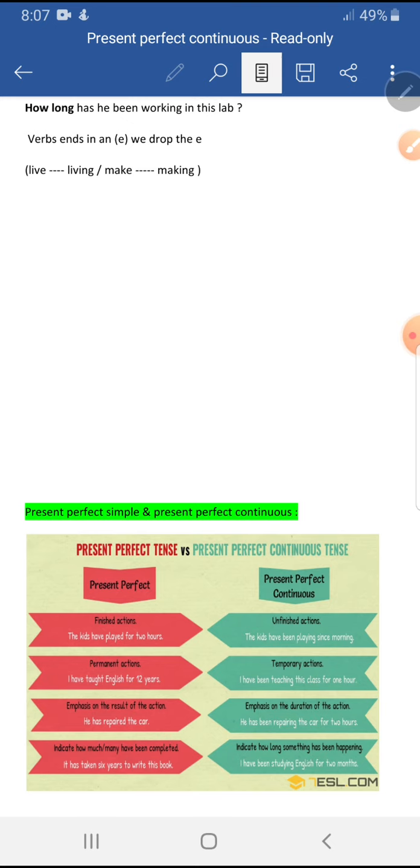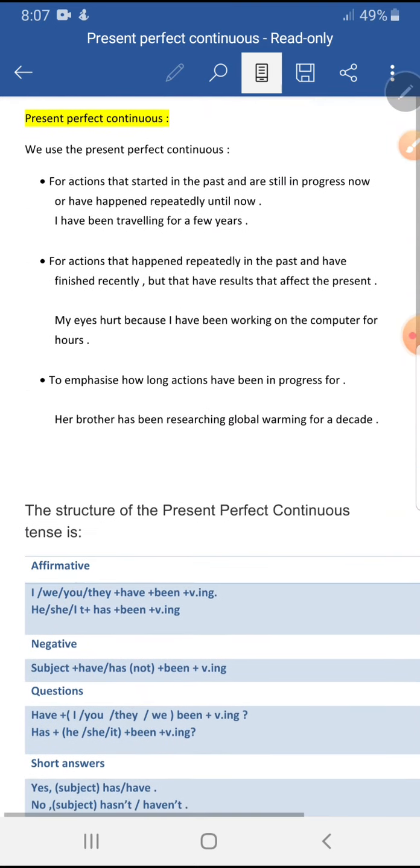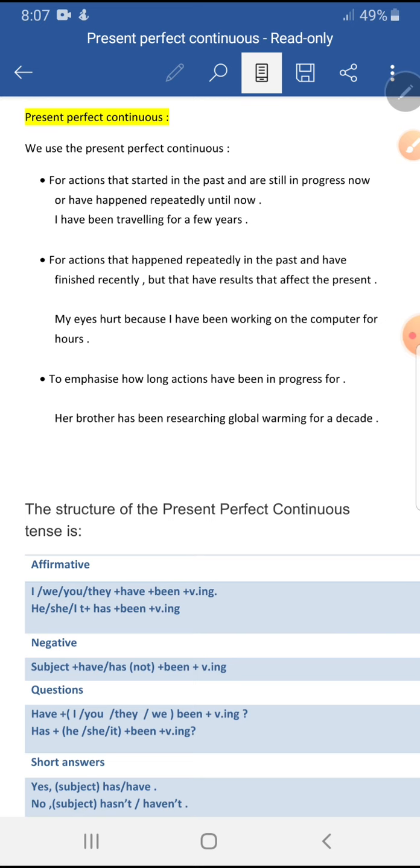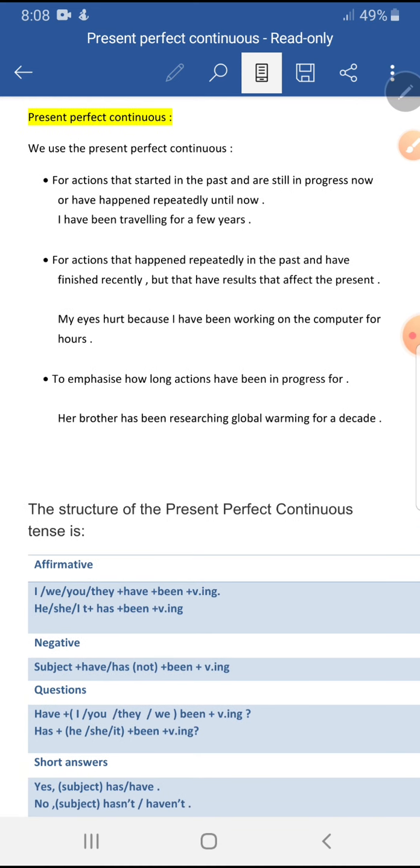He has been repairing the car for 2 hours and I have been studying English for 2 months. So again عندي أنا لما بستخدم ال present perfect continuous لما بدي أركز على how long, to emphasize how long actions have been in progress. قديش كان عندي المدة الوقت تبع الأكشنز تبع الحدث أو إشي صار عندي في الماضي متكرر نتائجه هلأ صارت لي إشي صار متكرر لفترة طويلة أو إشي صار عندي في الماضي ولحد الآن هو مستمر.